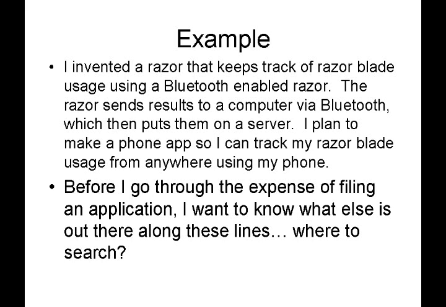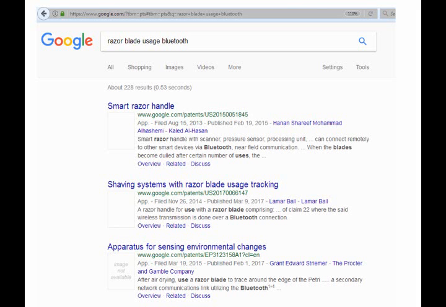Well, here's how I recommend people start if they want to start investigating themselves. I like to start with the Google link that I previously provided. I enter my search query using the keywords that I've made for my invention: razor, blade, usage, and Bluetooth. These are keywords that I think sum up the essence of my invention. I get some results, as you see here, and now I'm going to select the first result, smart razor handle, for a closer look.